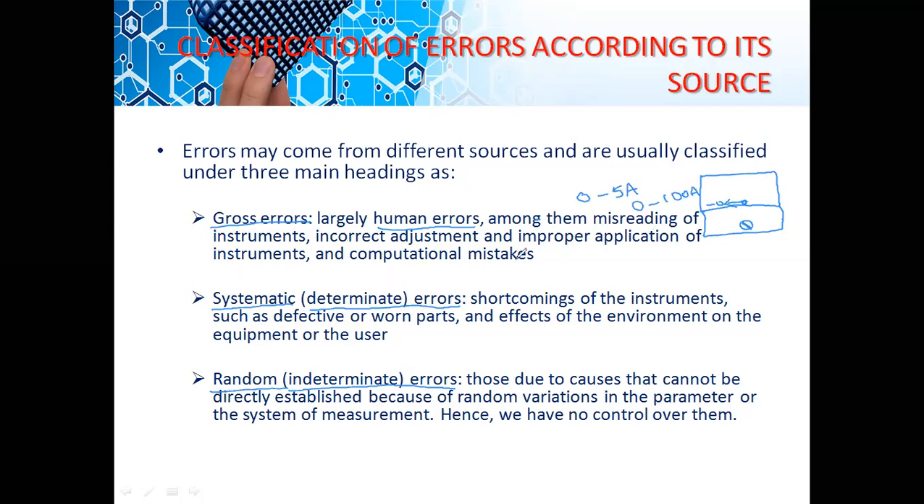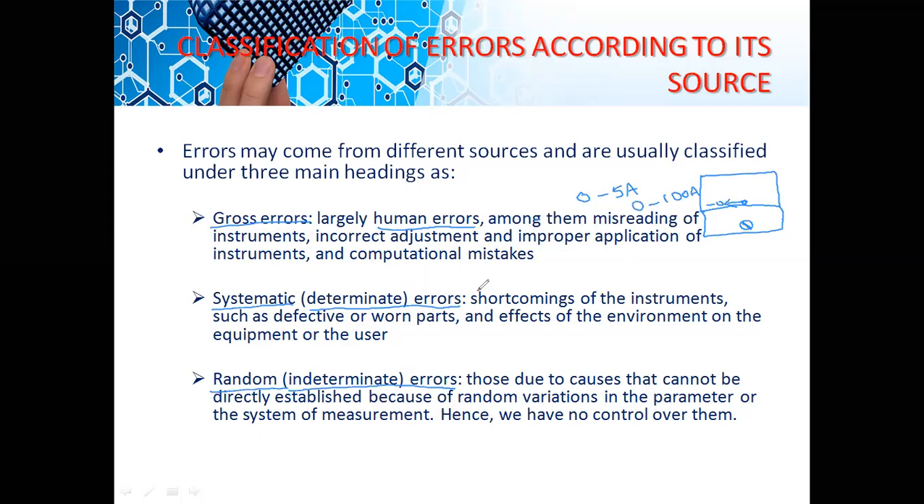And computational mistakes. In few meters, we have to calculate the scale of the meters. So in calculations of the scale of the meter, if we make mistake, then the reading that you are going to take is also going to be wrong. So all those kind of errors will come under gross errors. The next error we look is systematic or determinate error.